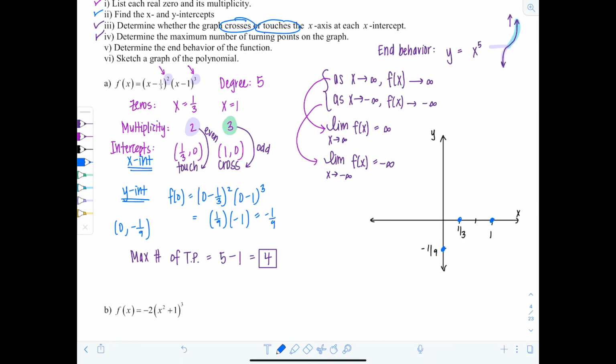So as I approach +1, I know the graph's going to be doing something like this, and then go back to the multiplicity to help you. At 1, 0, it's going to cross. So you better cross and go through to the other side of the x-axis. Now, we don't know where it's going to turn around. Somewhere it has to turn around because we have another intercept at 1/3. Don't stress where this is.